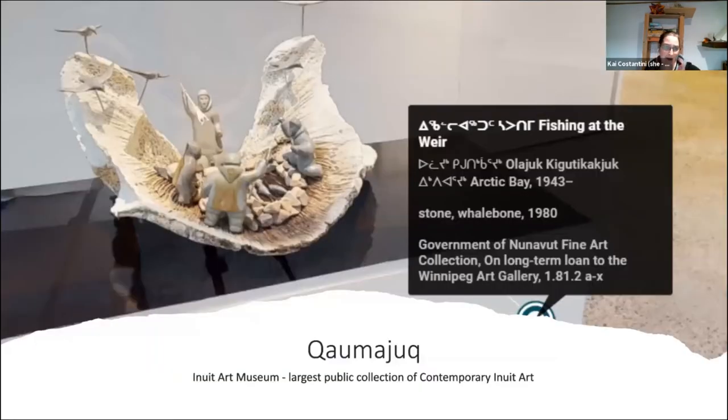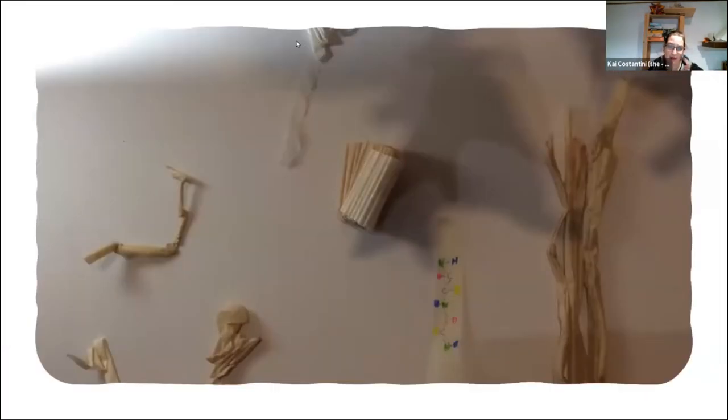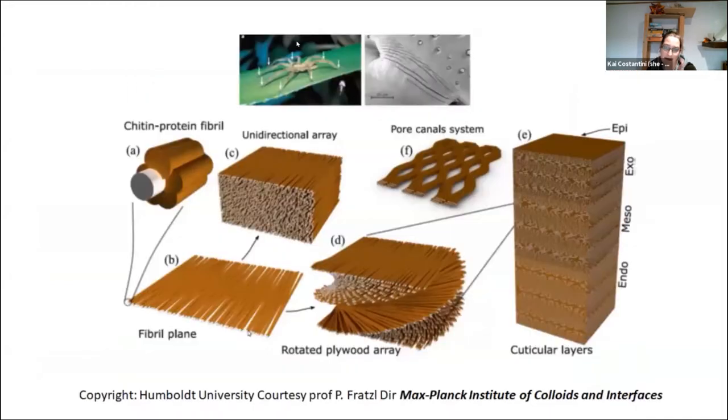Okay, so this is what I'm going to end with, but before I do that, I'll stop sharing and we build those structures we just saw. I'll just go back one time to show you what we are looking for. We want to start making a fibril plane and then start trying to do the Bouligand structure. Okay, any questions so far? I'm going to stop sharing.